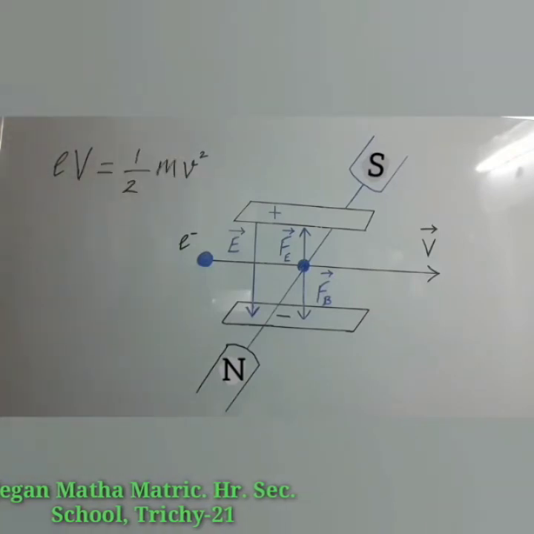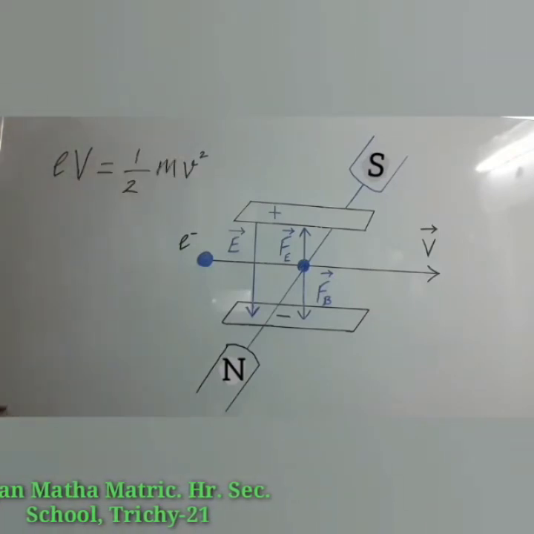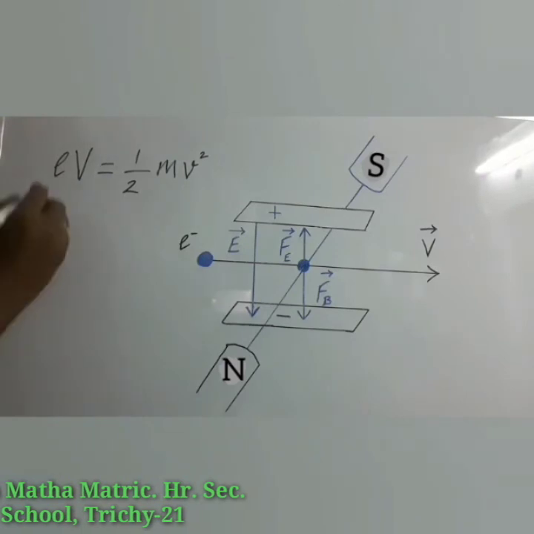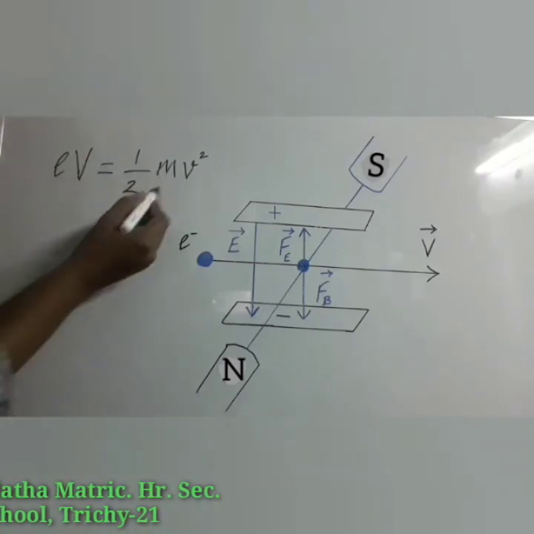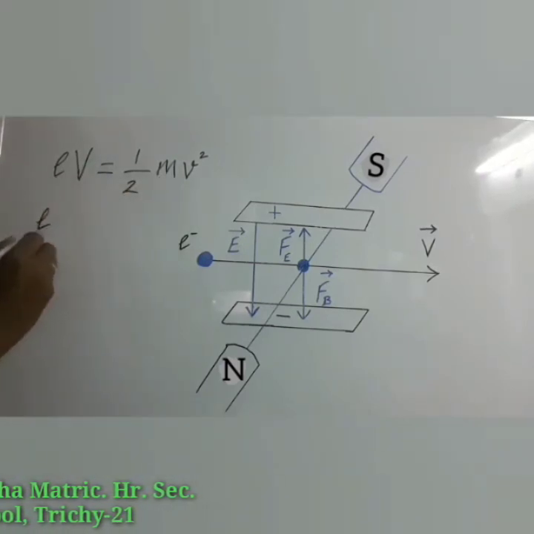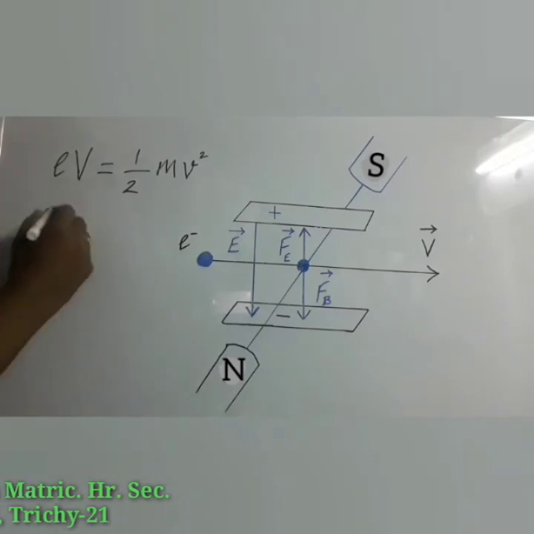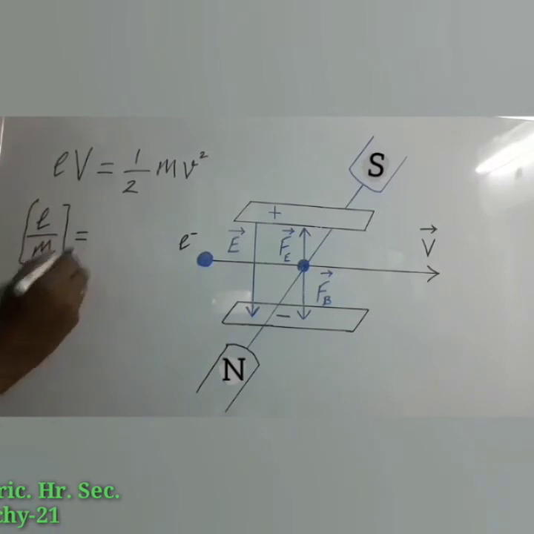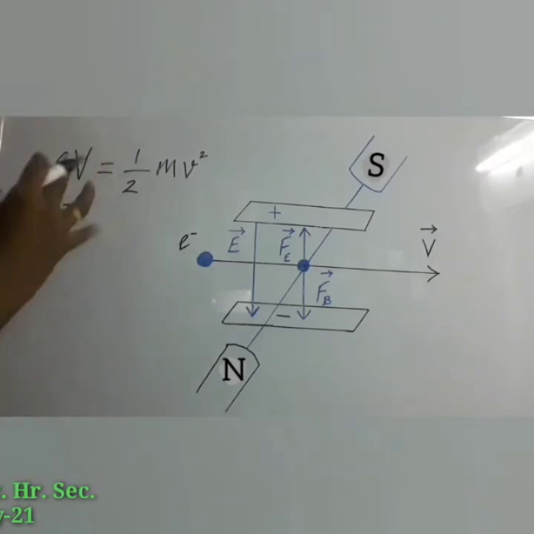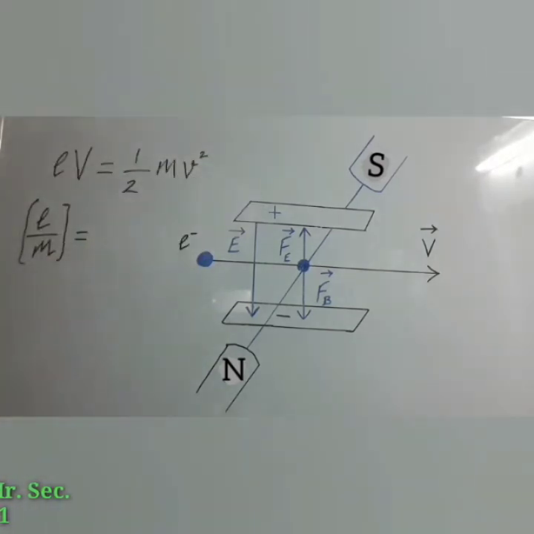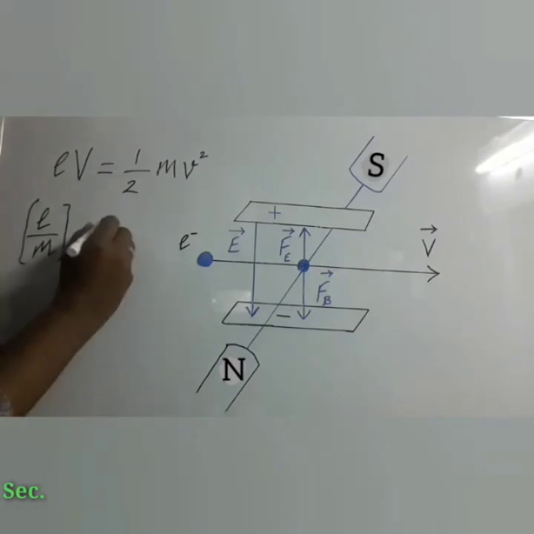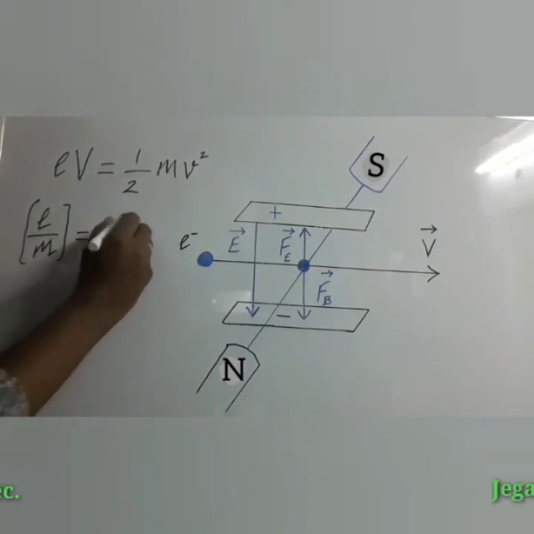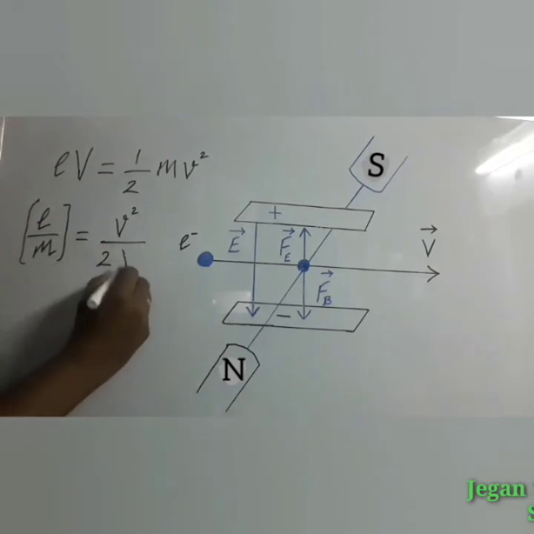From this expression we can find the specific charge, that is charge per unit mass. For that you have to take this m to the left side. So e by m, charge per unit mass, is equal to v square by 2V, the potential difference taken to the right side.